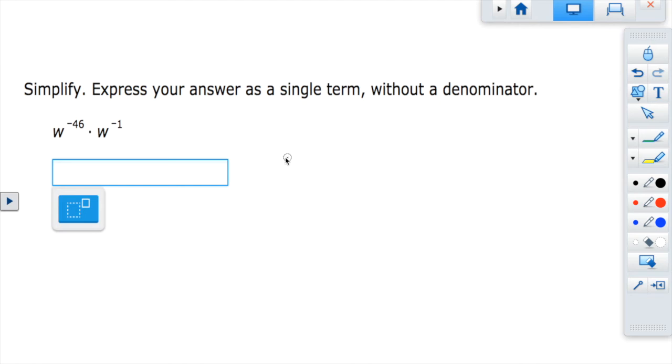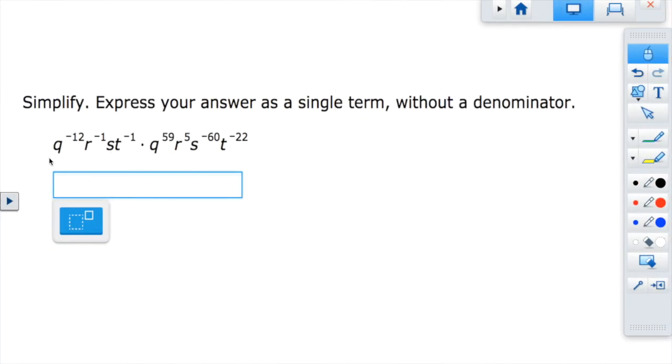Once again, two negatives, so negative 46 plus negative 1. It's going to give me w to the negative 47th. Signs are the same, add and keep your sign.